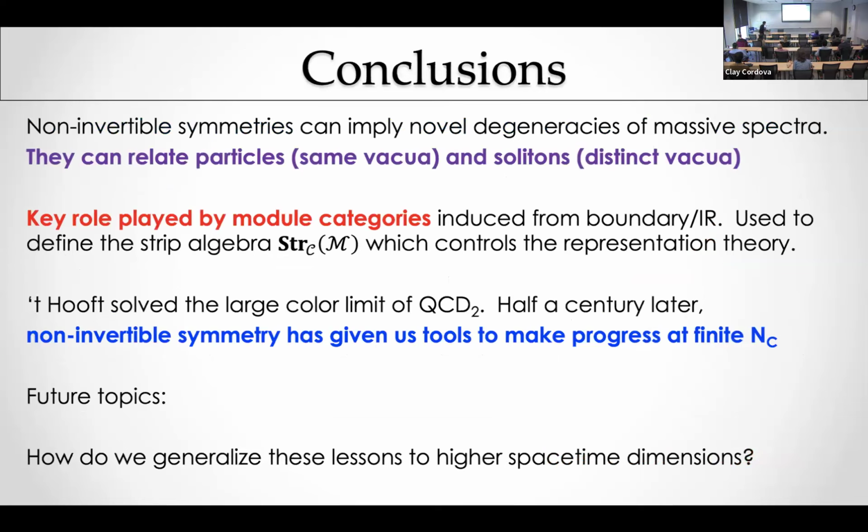So let me sum up here. What did I tell you? Non-invertible symmetries imply novel degeneracies in the massive spectra. That is the main punchline to take away. They can relate particles to solitons. That's something that can never be done by an invertible symmetry.